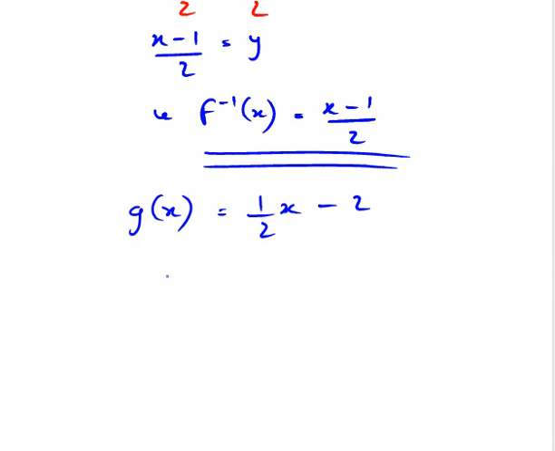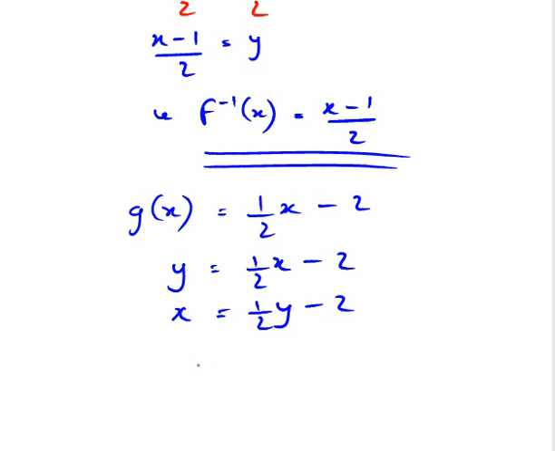What's the first thing we do? Correct. We turn g of x into y equals a half x take 2. The second thing, turn the y into an x and turn the x into a y. The next thing, change the subject to make it y equals.